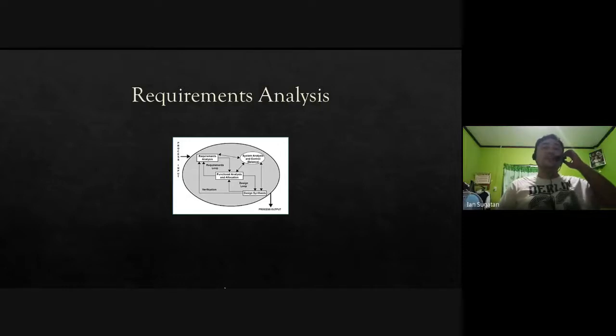So this diagram will help you in determining what you are going to do, how you are going to do it, and what are the things needed for development. So I emphasize the last one because it is part of the requirements analysis. For requirements analysis, it is critical to the success or the failure of the system or the software project.